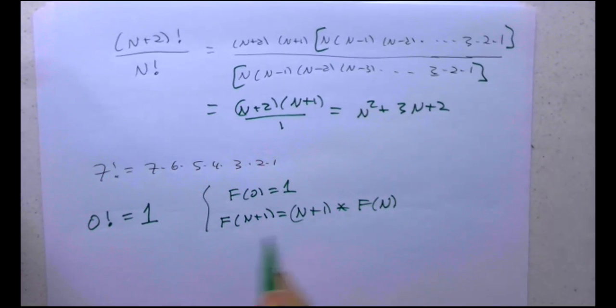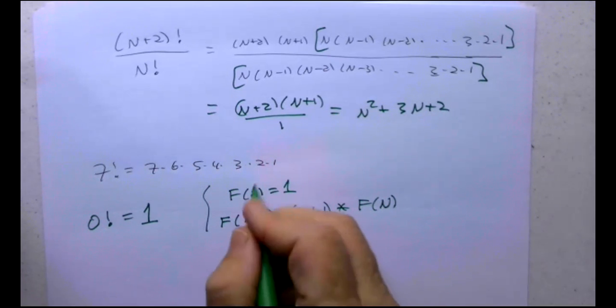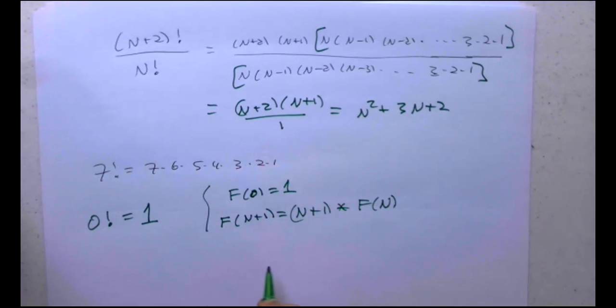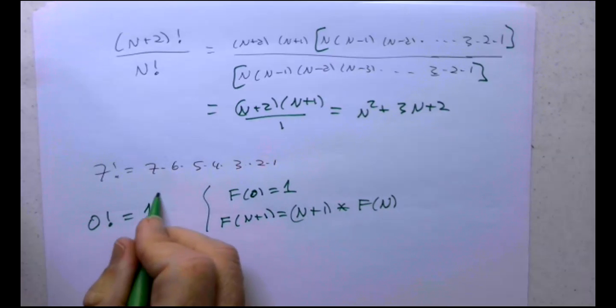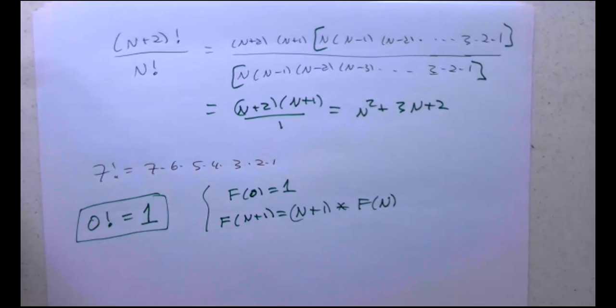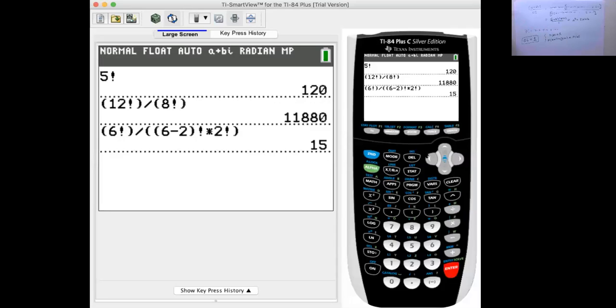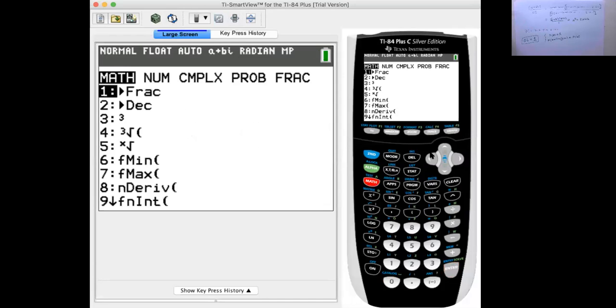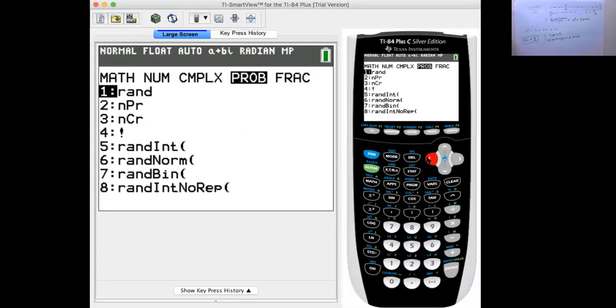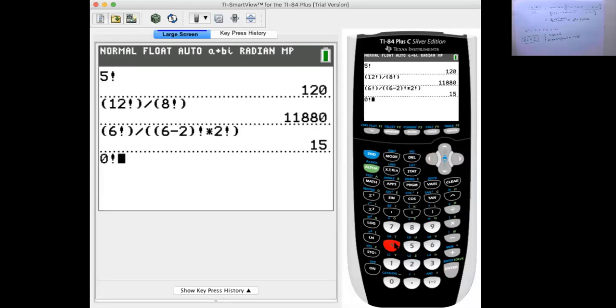So factorial 3 is 3 times factorial 2. But you've got to start it somewhere, right? You need a seed. And the fact that 0 factorial is 1 defines the rest of this. So just remember that. 0 factorial equals 1 is one for us to know. And we'll certainly convince ourselves of that on the calculator. 0, math, probability, number 4. 0 factorial, what does the calculator tell us it is? 0 factorial is 1.